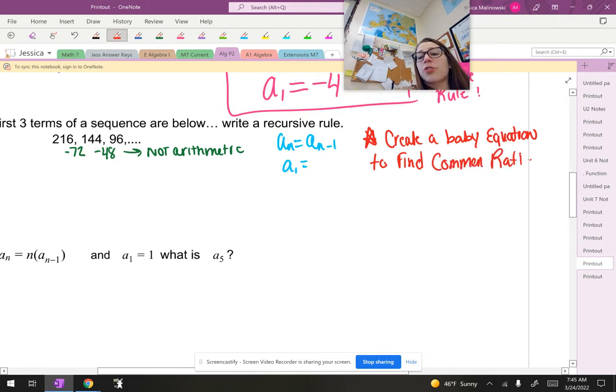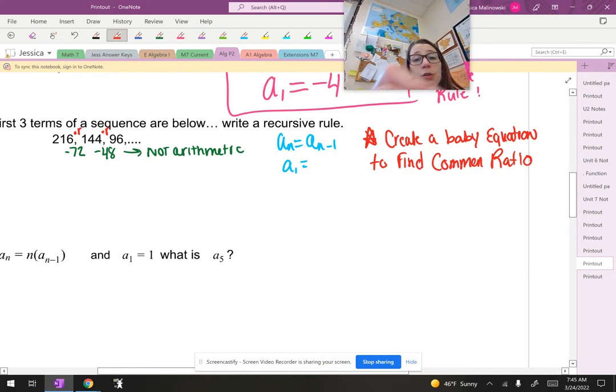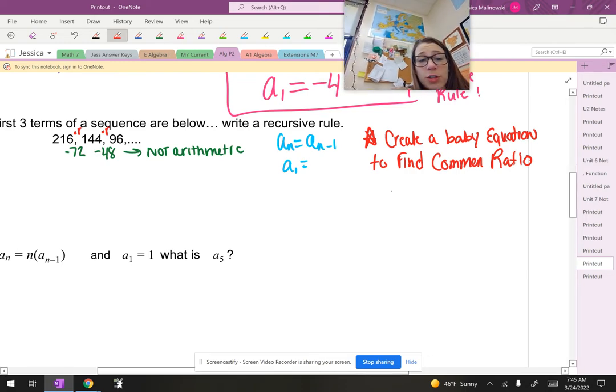What is a common ratio? A common ratio, as we know, is something that you're multiplying by to get to the next term. So there's some r that I'm multiplying by to get to the next term. So making that baby equation, there's something I'm multiplying 216 by, some r, that when I do that, it's going to give me 144.